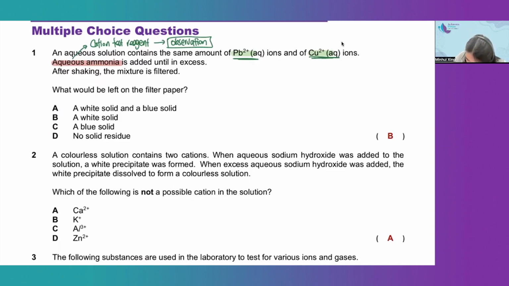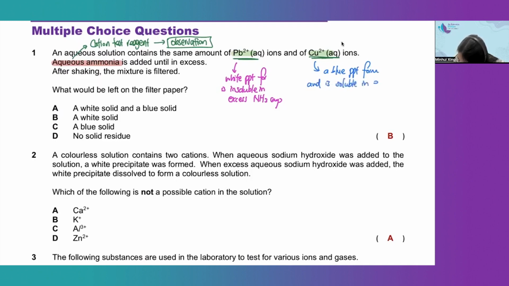For Pb2+, in excess aqueous ammonia, the white precipitate formed is insoluble in excess aqueous ammonia. Whereas for copper 2+ ion, a blue precipitate formed and it's soluble in excess to give a dark blue solution.